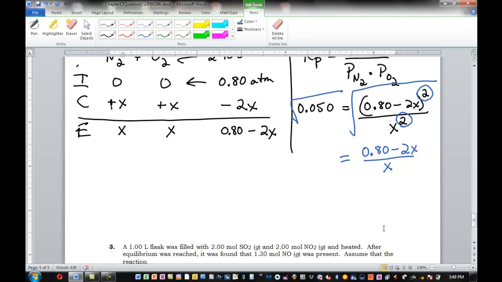All right, square root of 0.05. We still have to do that on the left-hand side. And that is going to be 0.2236. All right, it's actually 0.22361. Let's add another digit just to be safe. All right, cross multiply. Got to do a little algebra here.